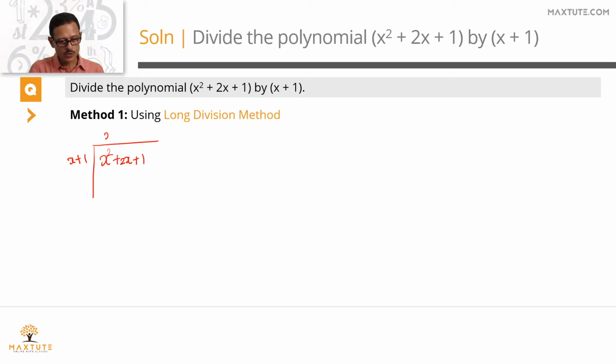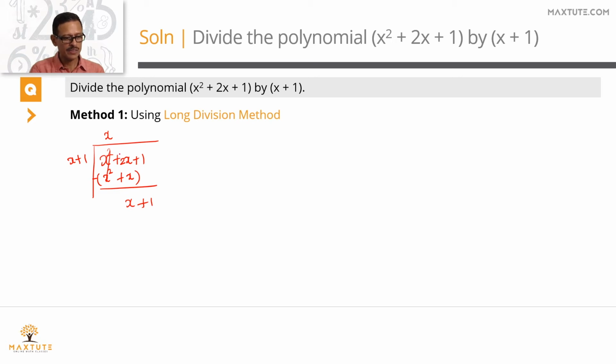The first term of the quotient is going to be an x. So x and x will multiply to leave us with an x square, and this term can be eliminated. So x times x is x square. x times 1 is equal to x. Subtract this from the polynomial. x square gets cancelled with x square. 2x minus x will leave us with an x plus 1.